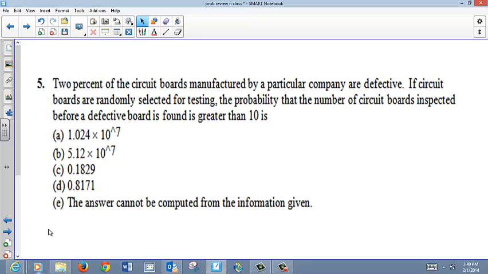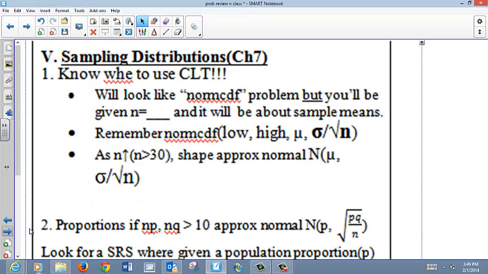Okay, last thing is sampling distributions. This is what we're doing now. First of all, for means, know when to use the central limit theorem. The central limit theorem is for means, not for proportions. It'll look just like a norm CDF problem, but you'll be given a SRS or a value for N, and it'll be about sample means. So it'll be what's the probability that the average SAT score is greater than such and such in a sample size of 10, for instance. Remember, use norm CDF, but the big difference is your standard deviation. You're going to be using sigma over root n.